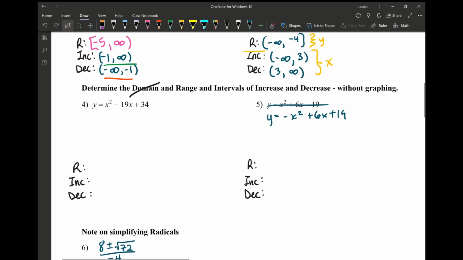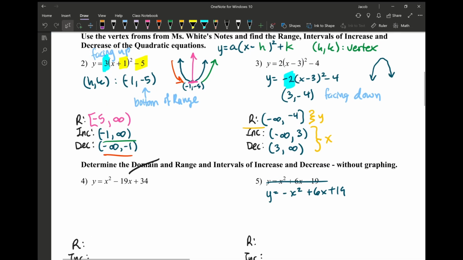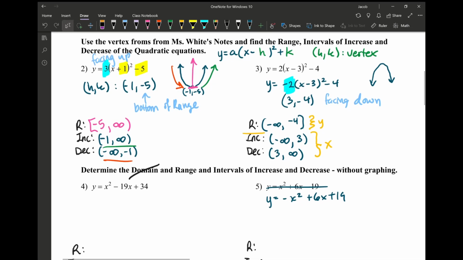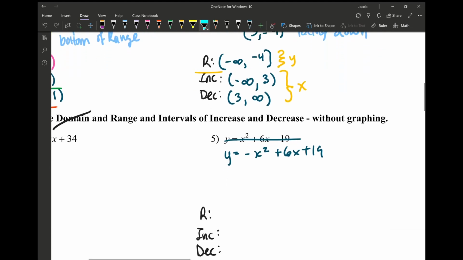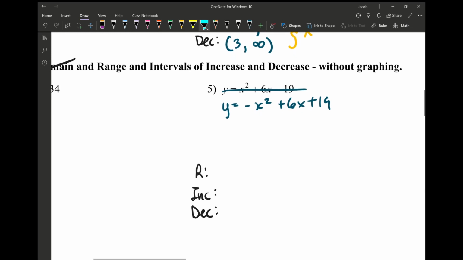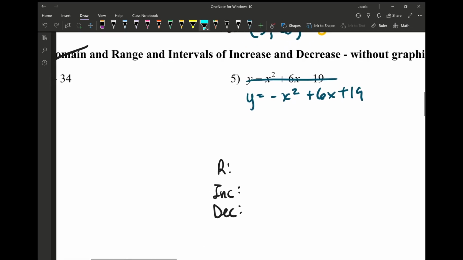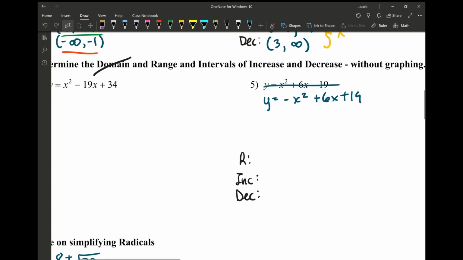For number 4 and 5, I altered, well, I should say I altered 3 as well. I just changed the 2 to a -2, just so we'd have some variability. And I altered number 5 as well. So make sure you get that change.